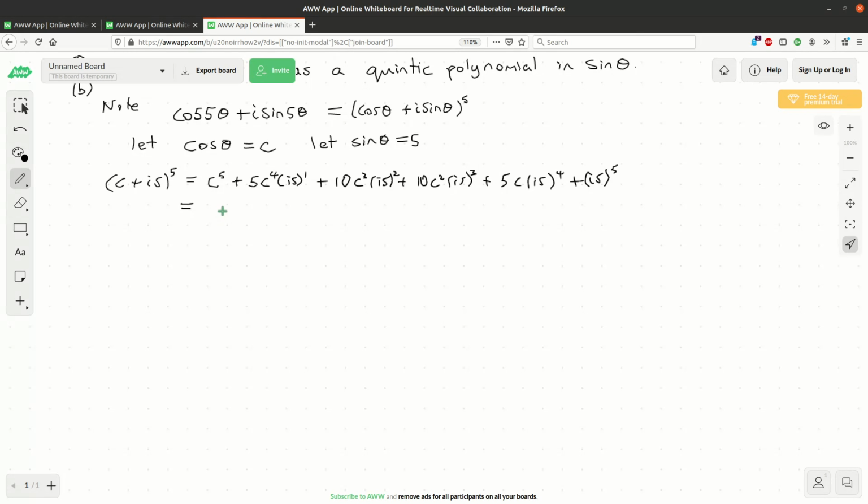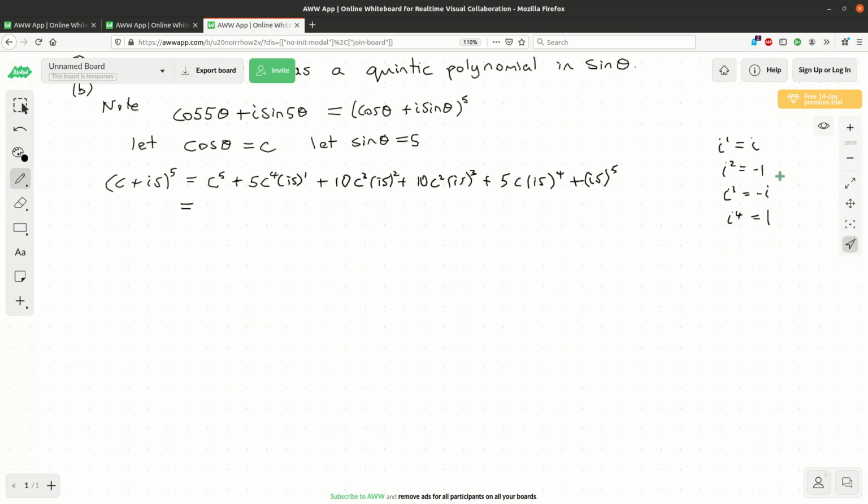Okay, so that's what we've got for this, and we should simplify it. Now, before you start simplifying it, it's worth noting that i to the power of 1 is i, i squared is minus 1, i cubed is minus i, and i to the power of 4, well, we're back to minus i times i, which is minus i squared, which is minus minus 1, which is 1. And we're back to 1.